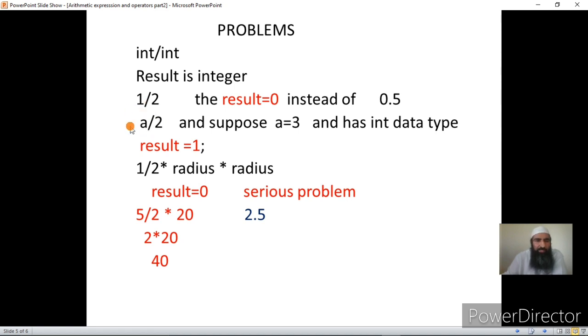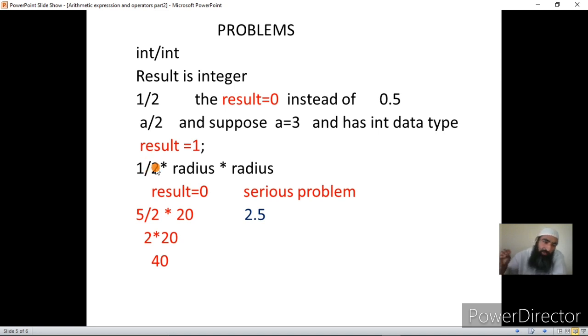So if a is the integer data type, you are again doing an operation between integer data type and integer data type. The result will be an integer, and instead of 3 divided by 2, that is 1.5, the result will be 1. The .5 will be lost. Now I am giving the example here. If I write some arithmetic expression like this in C, and I expect the correct results, then you are living in a fool's paradise. Why? Because we have done integer by integer, and the result is an integer, so your fractional part is lost.